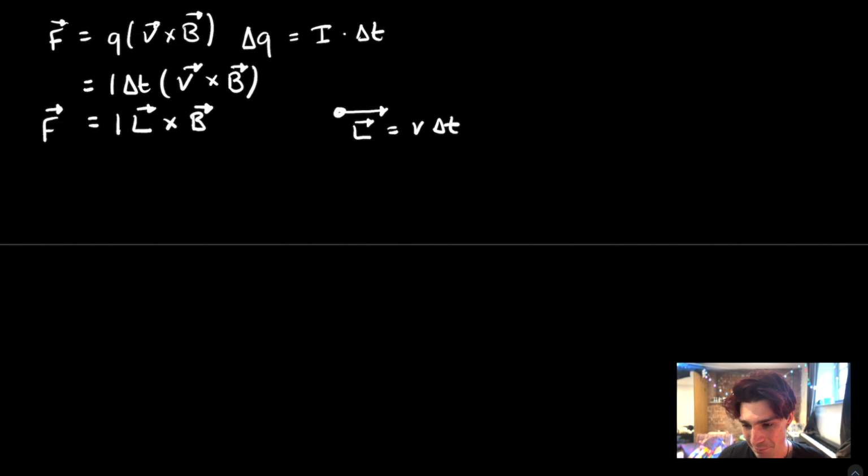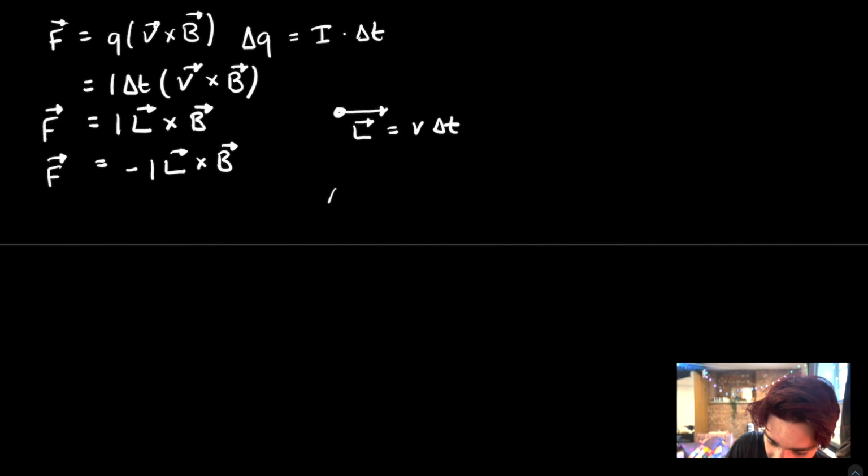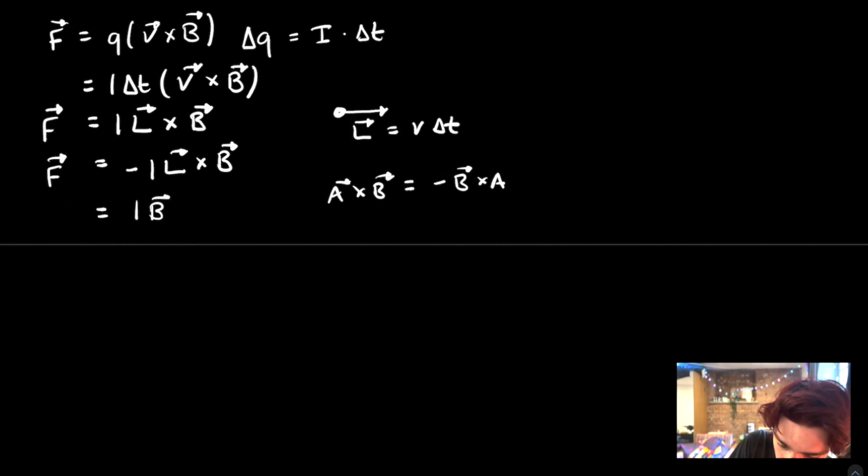Now here we get to a real kick in the pants that physicists have ended up in, just because of the way in which conventional current is defined, which is opposite to the actual flow of electrons. So we actually have to reverse this, because conventional current flows in the opposite direction to which electrons flow. So we multiply this whole thing by -1, so the force is equal to minus I L cross B. And because the cross product is anti-commutative, that is to say that A cross B is equal to minus B cross A, we can just say that this is equal to I B cross L.